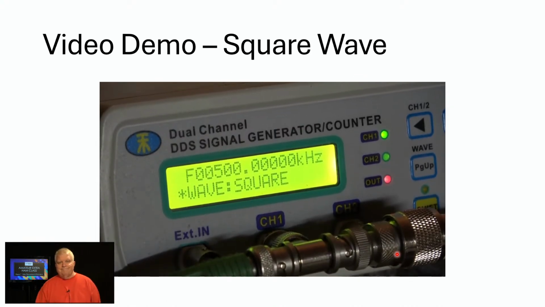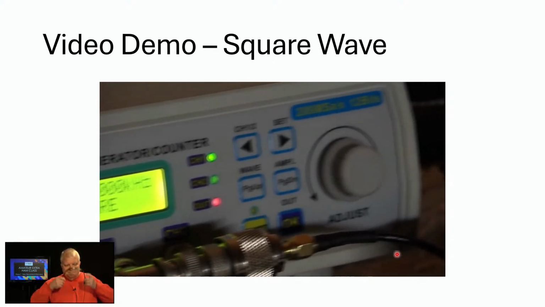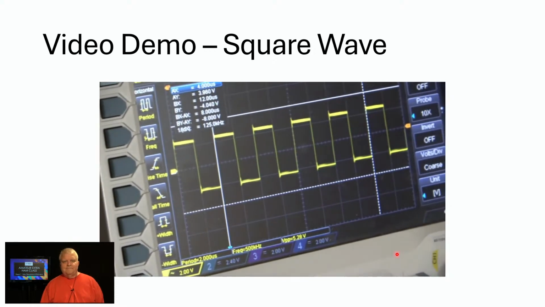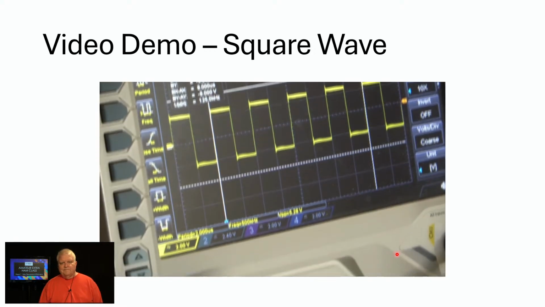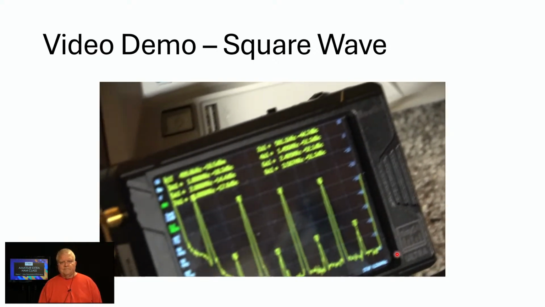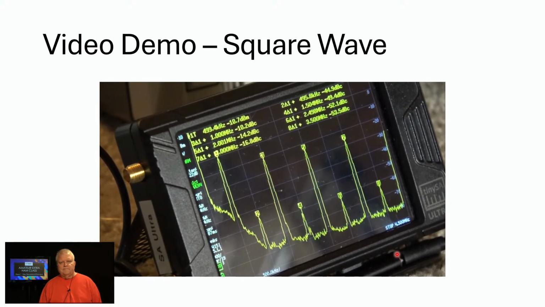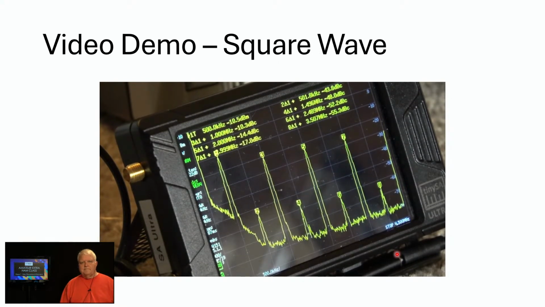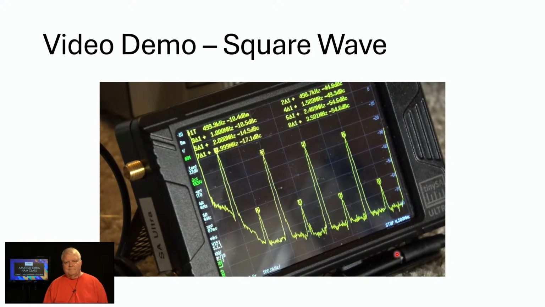Next up, we set the generator to a square wave output. And you can see over on the oscilloscope here, yes indeed, it is a square wave. And if we look at the tiny spectrum analyzer, you can see that the primary outputs are the odd harmonics. So that's a square wave.